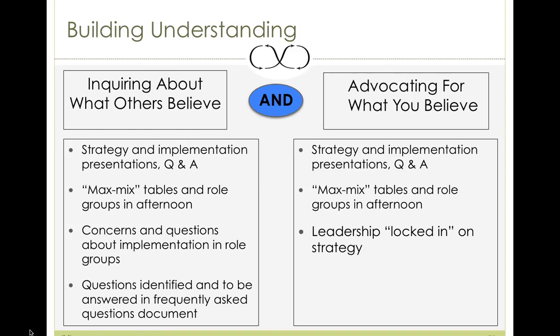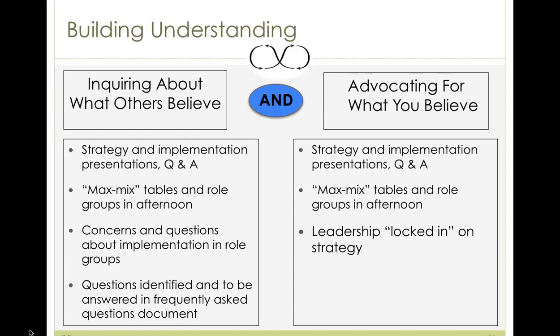And finally, building understanding. This is inquiry and advocacy. The inquiry, there was a question and answer after that strategy and implementation session. The max mix groups, remember I talked about those cross-section groups by function, level, gender, how long tenure they'd been in the organization, the role groups in the afternoon. These were all places where there were questions asked as part of assignments. And so literally just asking the question is about inquiry.